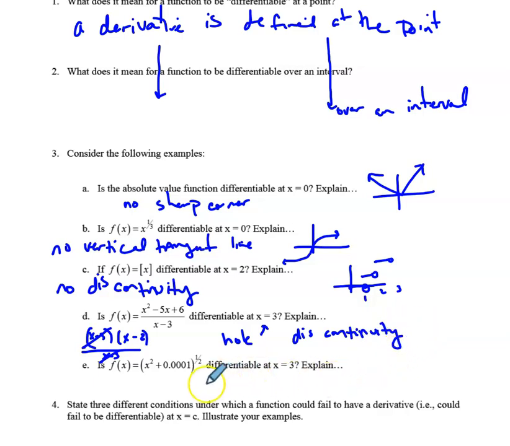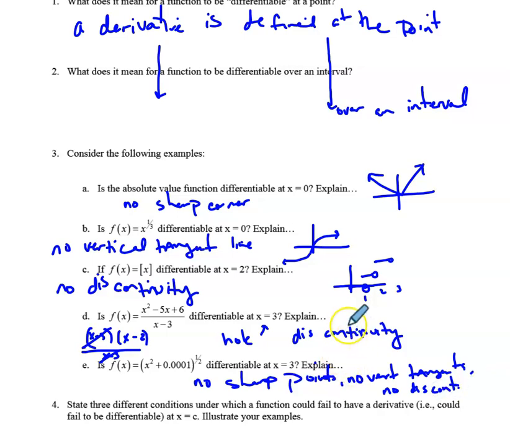Then the next question is, is the function the square root of x squared plus 0.00001 differentiable at x equals 3? And the answer is sure. This is no problem at all. Take a look at the graph if you'd like to. Put it on Desmos, put it on your TI-89, and graph it and see if it looks like it's a smooth continuous curve at 3. And it is. So here's the thing. There are no sharp points, no vertical tangent lines, and no discontinuities. And therefore, this graph is differentiable at 3.